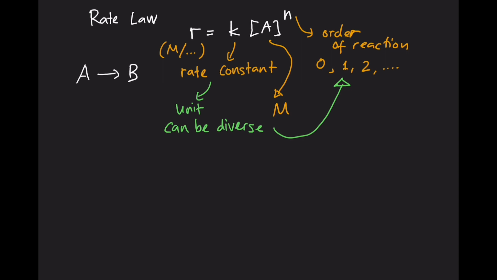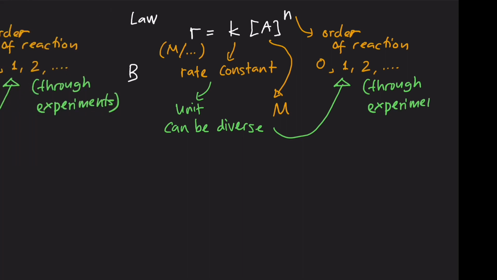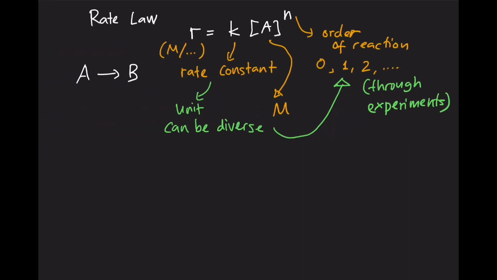Generally, the order of the reaction we determine through examination and experiments. So this one we determine through experiments. We can also have multiple reactant systems. Say we have A plus B plus C forming D plus E. Normally we are looking at the order of the reactants.